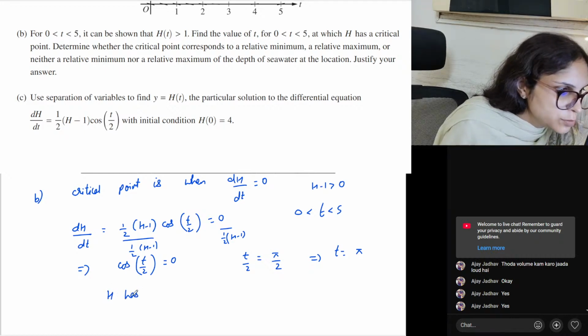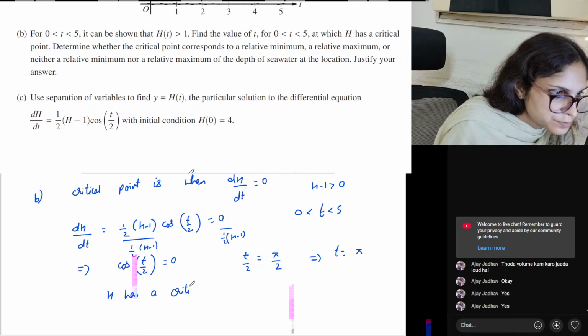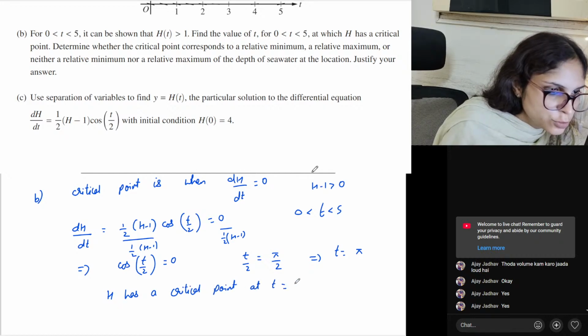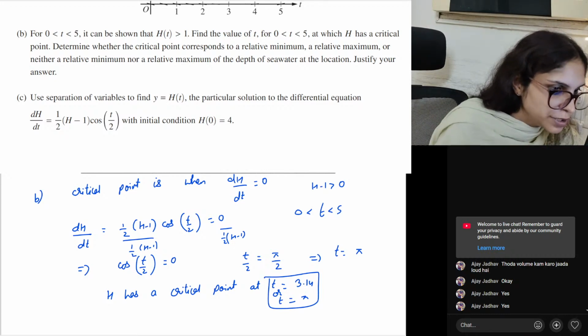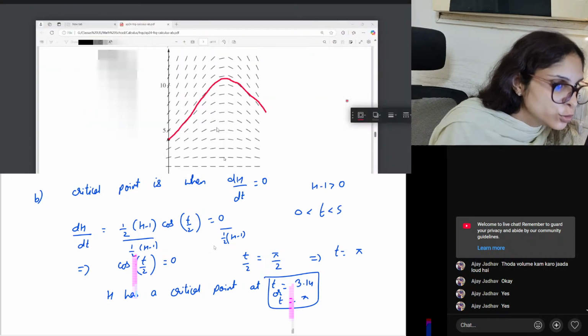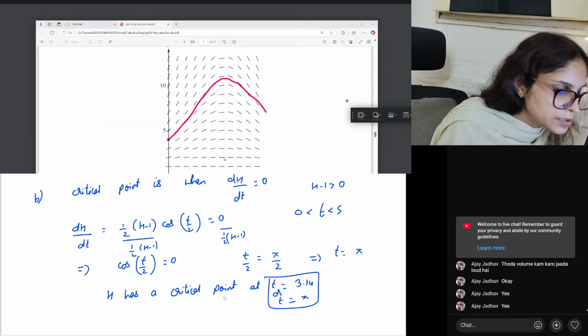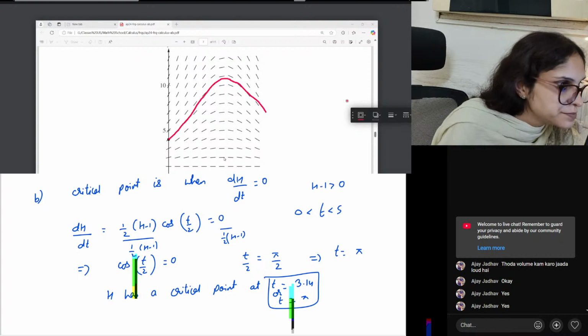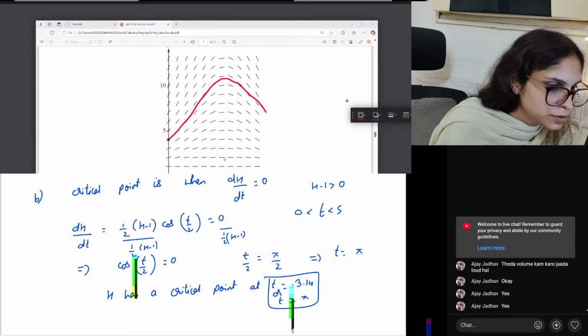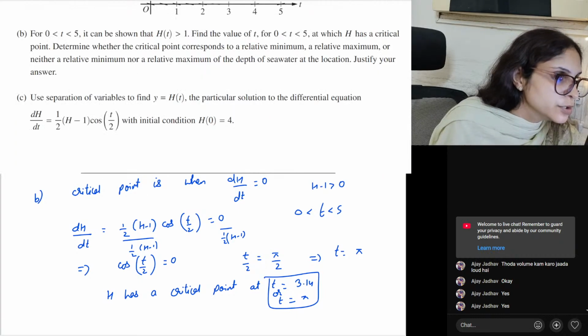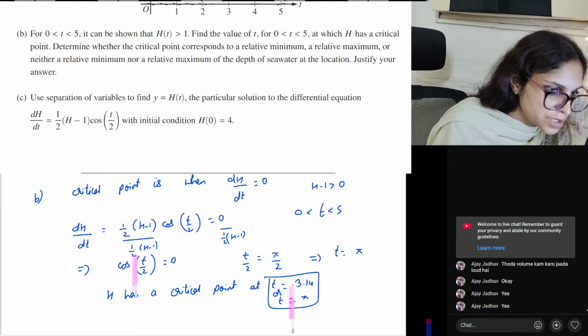So h has a critical point at t is equal to 3.14, or you can also write t is equal to pi. Now, if you look at the slope fields, you can see there is a relative maximum over there. If I show you over here, approximately 3, you're getting the maximum. But now how can we determine it over here? For that, we can use either first derivative test or the second derivative test.